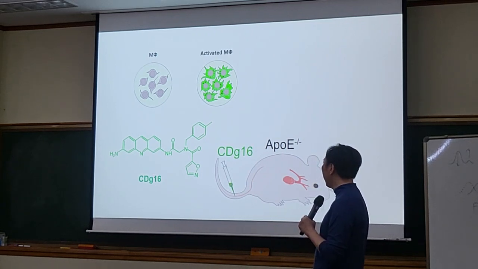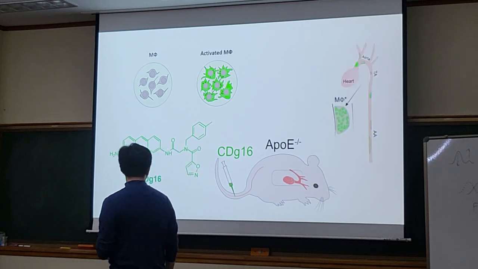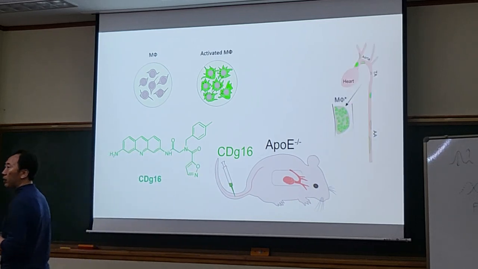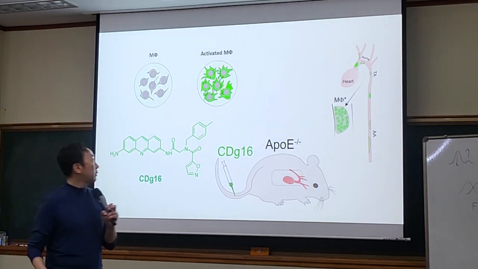The 16th compound we developed, with the gray color, CD16, binds nicely to the active macrophage site, the so-called bone marrow atherosclerosis site, which is a vulnerable position.